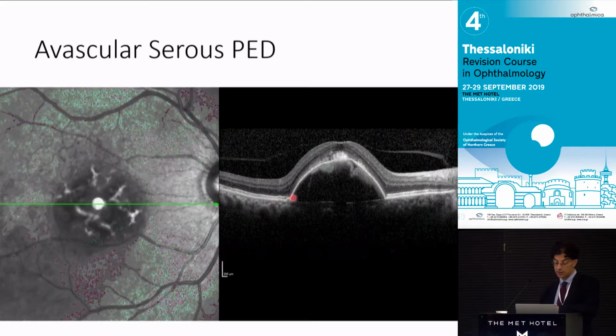So a serous PED has a smooth dome elevation. The problem is as it becomes chronic, the smooth dome elevation may start getting reflectivity in it, and you may get vitelliform-like changes at the top. Vitelliform, as in Best disease, are deposits of shed outer segments that build up between the retina and the RPE, and they autofluoresce.